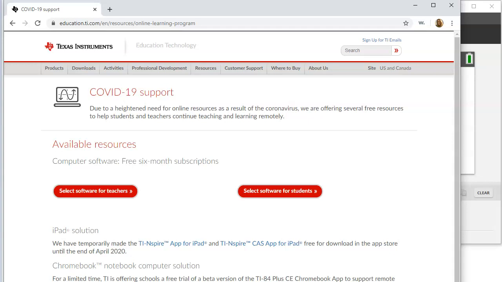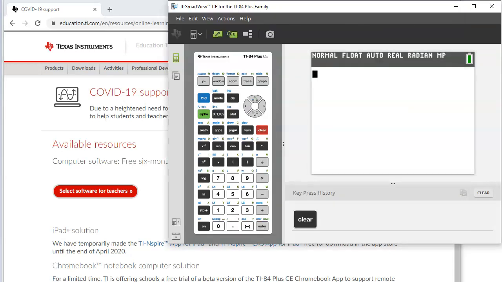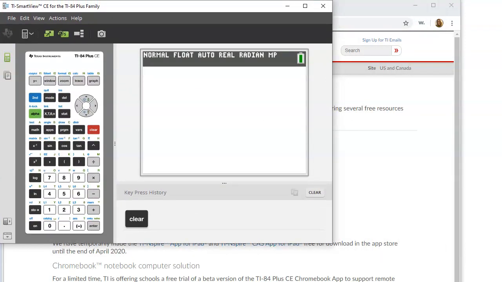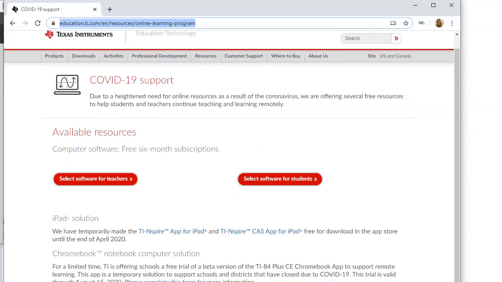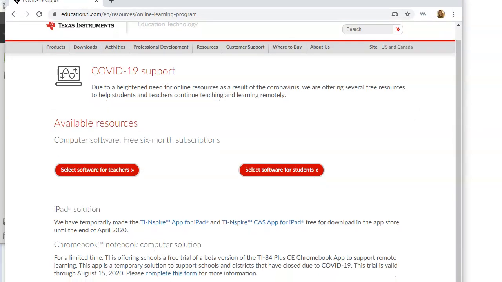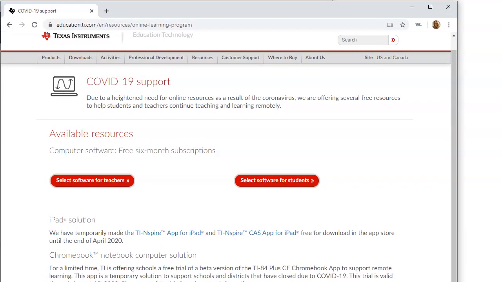Now I clicked the one for teachers. That was actually how I got this. I'm a little bit mad at myself. I didn't think of this earlier because I think the calculator here is a lot better than what you would be looking at through the program that you have on your computer already. But anyway, it looks to me like they also have a Chromebook solution. It says complete the form for more information. Okay, so you can actually get one for the Chromebook as well. So I guess we're pretty much covered for everything.